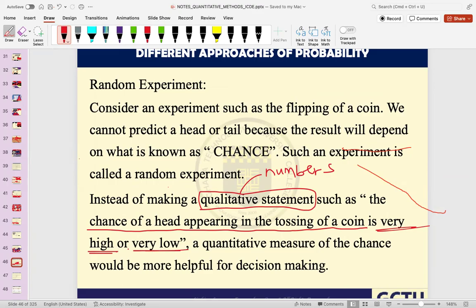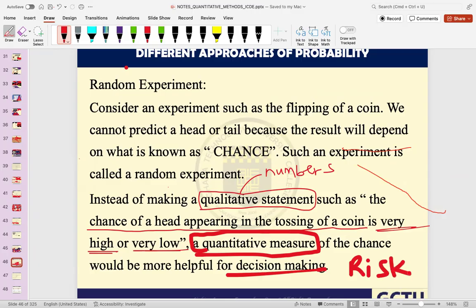Can you imagine that? How do you measure very high? How do you measure very low? Because your low is somebody's high, and your high may be somebody's low. So it is often dangerous to try and describe your chances with qualitative statements. The best way to go about it is to describe them with a quantitative measurement.